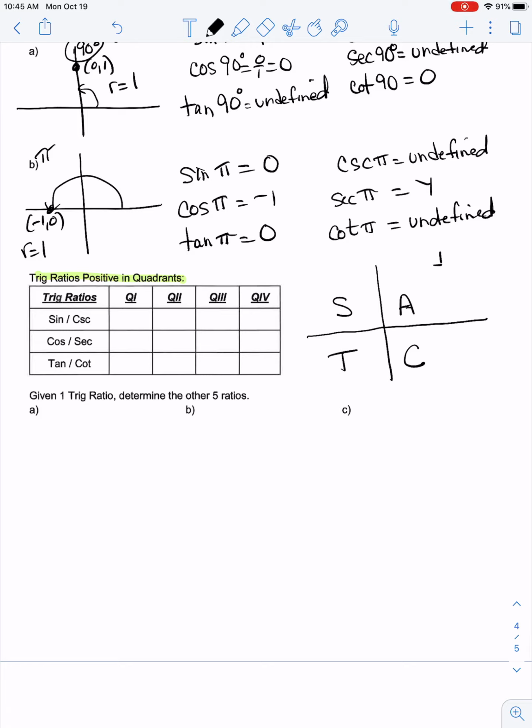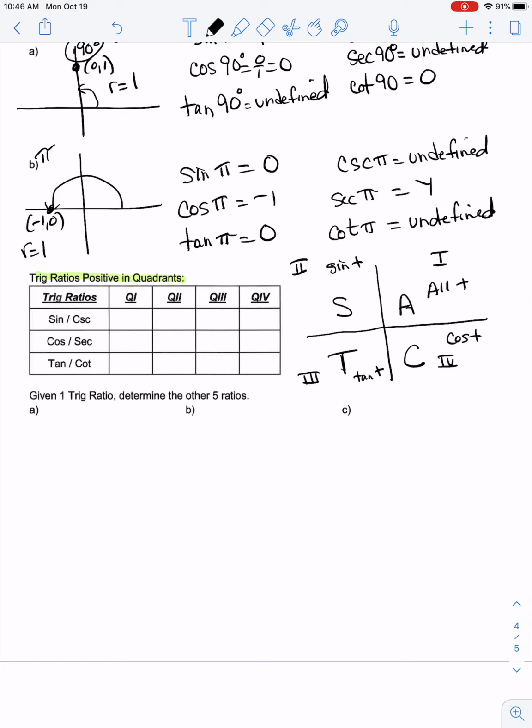Like here in this first quadrant, this tells me that all 6 are positive. All 6 trig functions are positive. In the second quadrant, sine is going to be positive. So if sine is positive, cosecant's positive. In the third one I have a t, so that means in the third quadrant, tangent's positive. And then in the fourth, I have cosine, so in the fourth quadrant, cosine's positive.